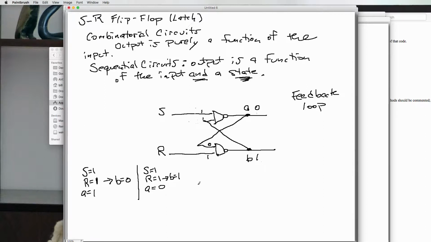Okay? Well, we're not done. We have a lot more analysis to do here. Now I want to consider, suppose S is equal to 1, and R is equal to 0, and A is equal to 1. So what I've got to do is come over here and erase these.